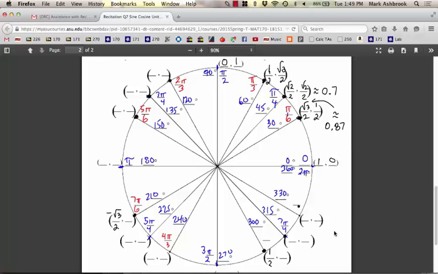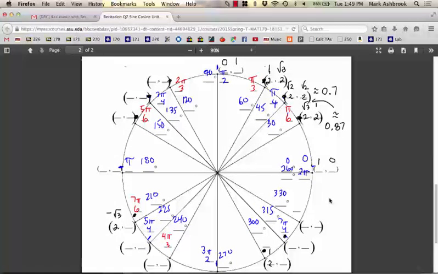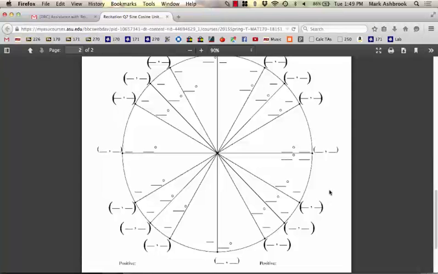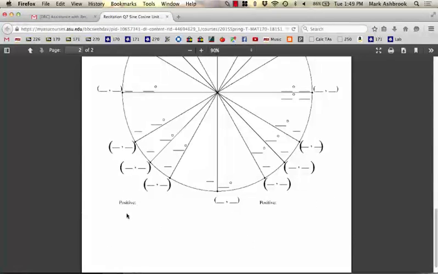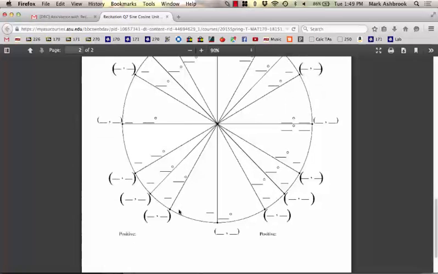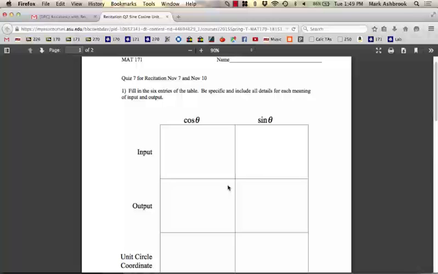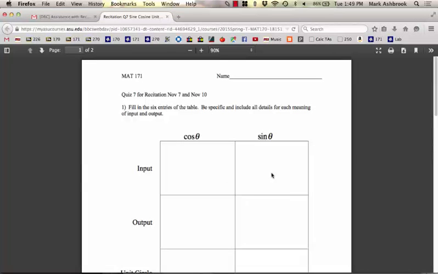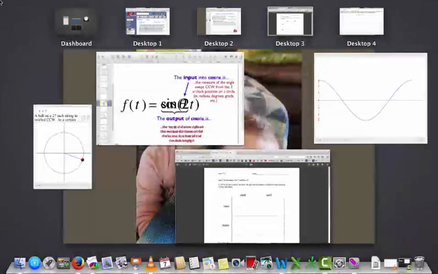So that's the quiz for this week in recitation: the key angles and their coordinates. This positive, just ignore that. I pulled this image from somewhere else and didn't black that out. And then writing out the definitions of sine and cosine, the inputs and outputs.